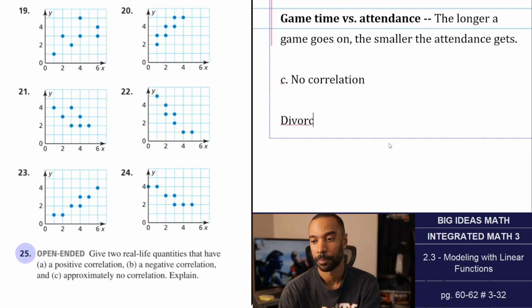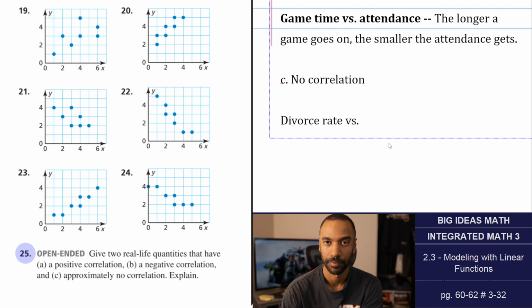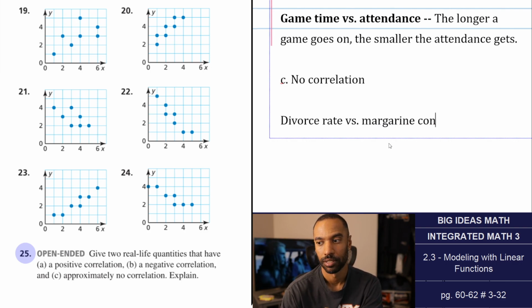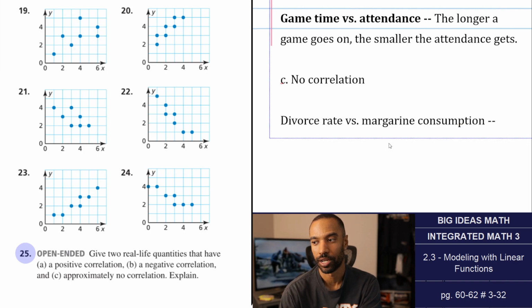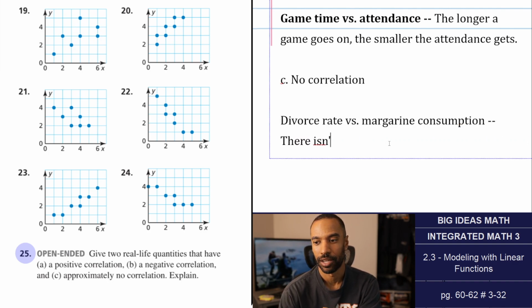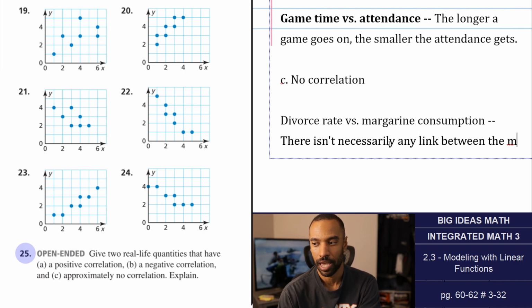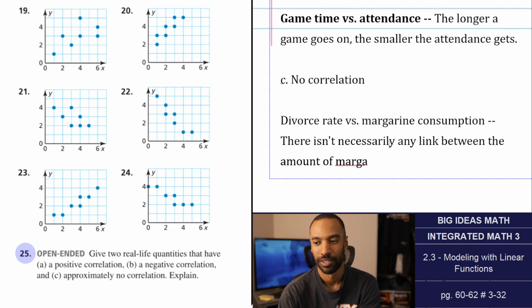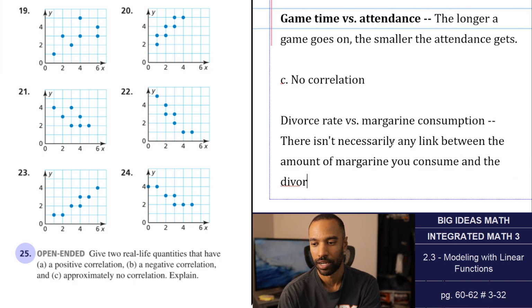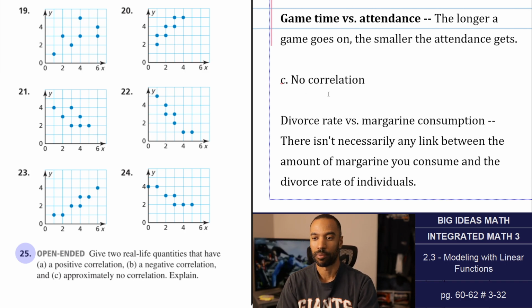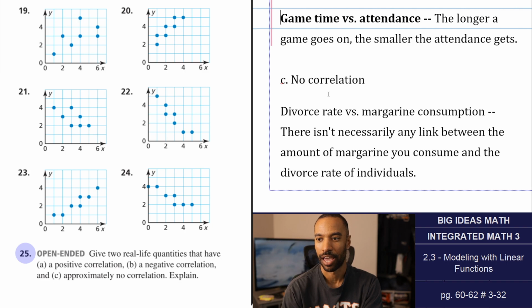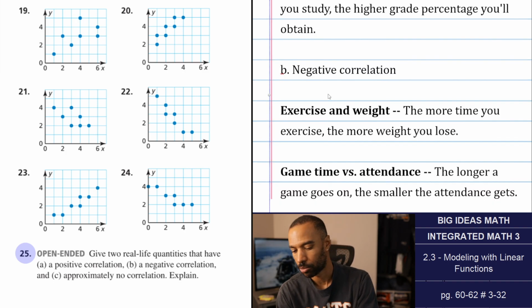Let's do divorce rate versus margarine consumption. There shouldn't necessarily be a link. There isn't necessarily any link between the amount of margarine you consume and the divorce rate of individuals. Maybe there is. I haven't looked at it. I have no idea. That's what I'm saying. This is what kind of makes this one hard, because I don't know if there's a link or not. Let me kind of minimize these a little bit.